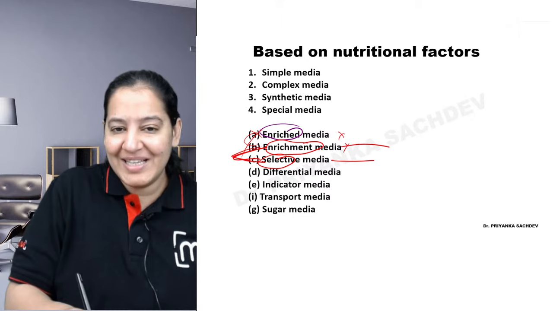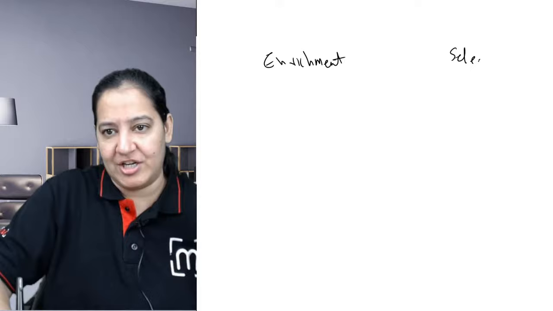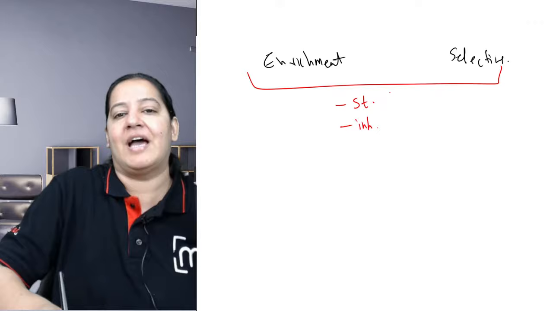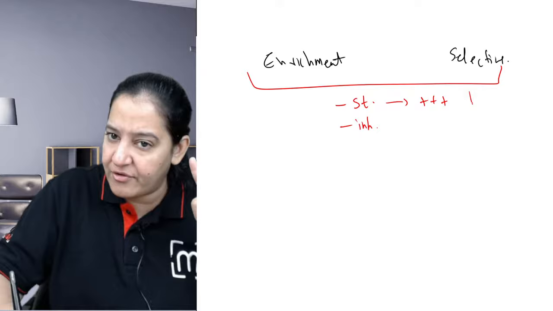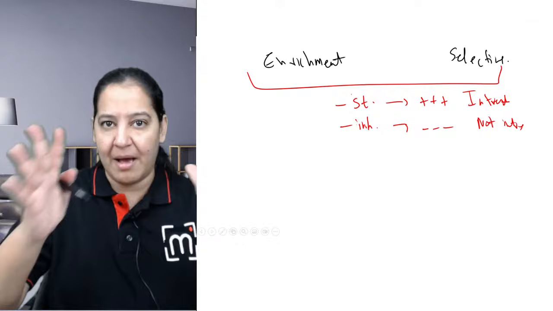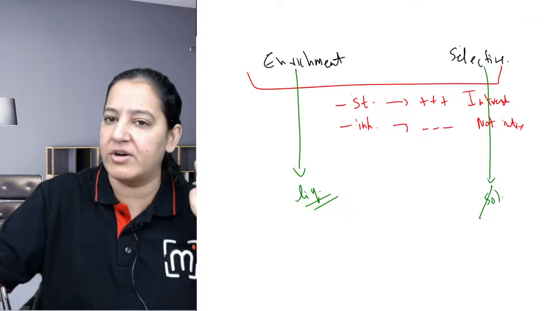So which two am I talking about? Enrichment, not enriched, mind my words. And selective. These two are same. The definition of both of them is same. In this definition, either I am adding stimulatory substances that will stimulate the growth of bacteria of interest, or inhibitory substances that will inhibit the growth of bacteria not of interest. Adding these two things in the media makes them enrichment or selective. The point is that if it is a liquid media, it is known as enrichment, and if it is a solid media, it is known as selective. S for solid, S for selective. You will never forget them.